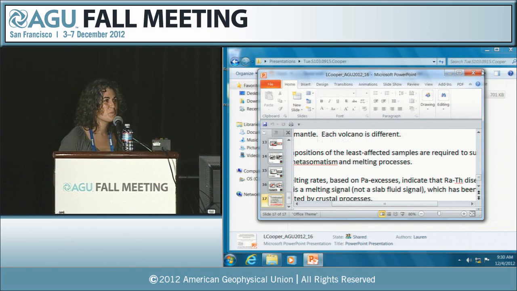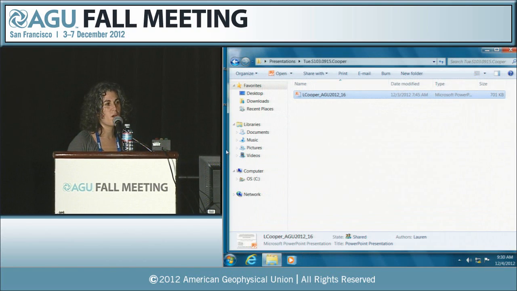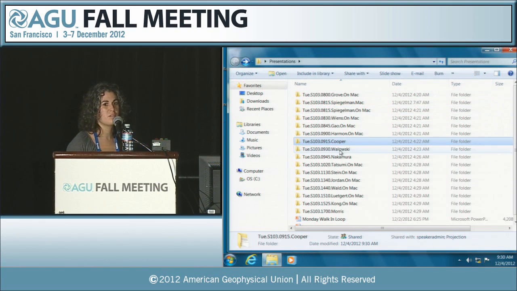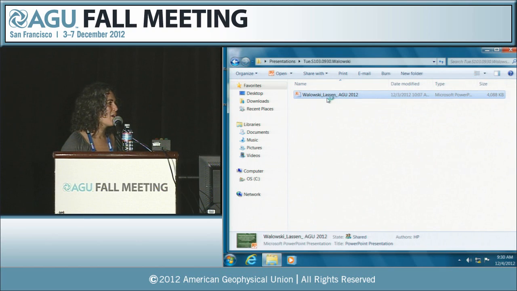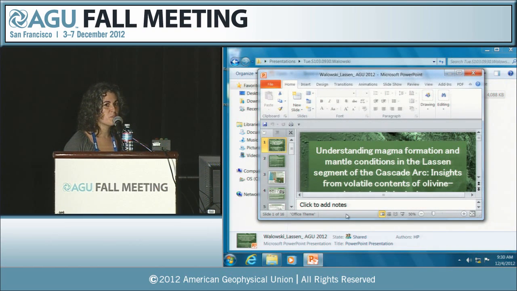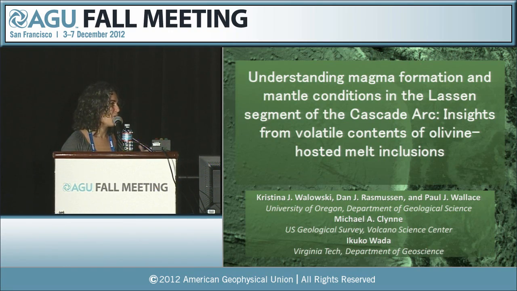Okay, so the question was whether beryllium-9 varies with any other trace element indicators, and I focus more on the U-series, so there's actually going to be a talk by Steve Turner in the Mantle Melting poster session, and I think if we look at them, then we'll be able to figure that out.